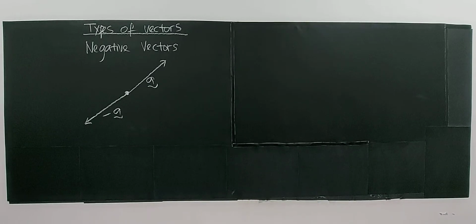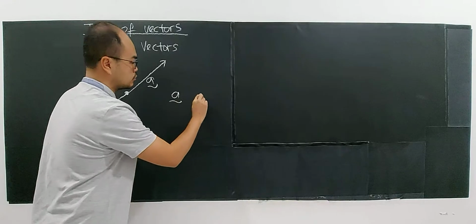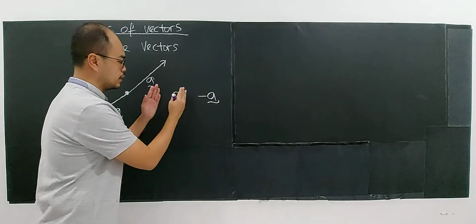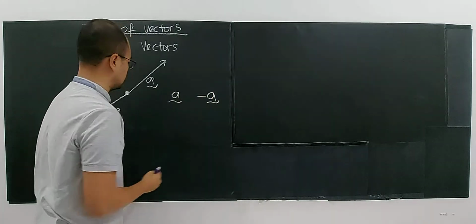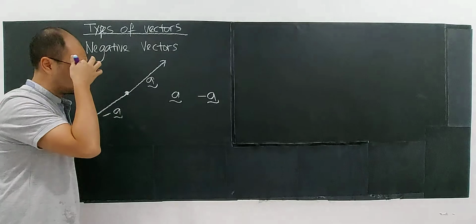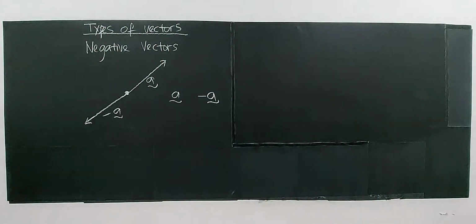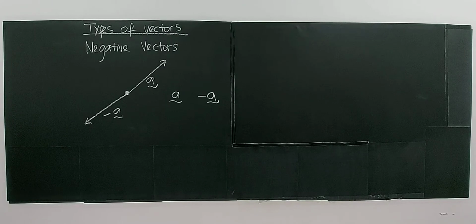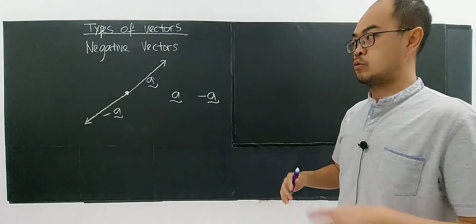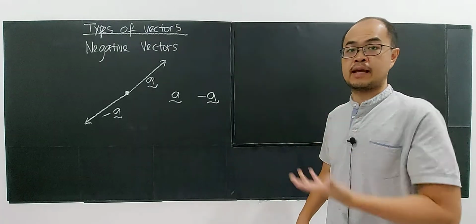Very easy. If I say this is A, then this will be the negative vector of A. But if you find the magnitude, the length, of the two of these, they will be the same, just that the direction is opposite. Of course, I'm going to introduce you to other vectors also. This is all about the names and types of vectors, so that you have to know.